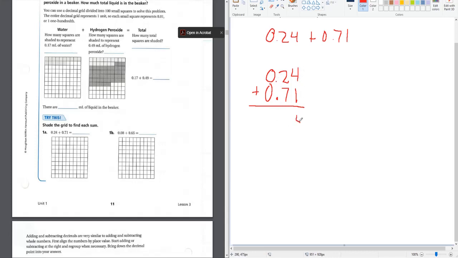4 plus 1 is 5. 2 plus 7 is 9. Bring down the decimal. 0 plus 0 is 0. So 0.95. Same thing with the next one. Let's do 0.08 plus 0.65.